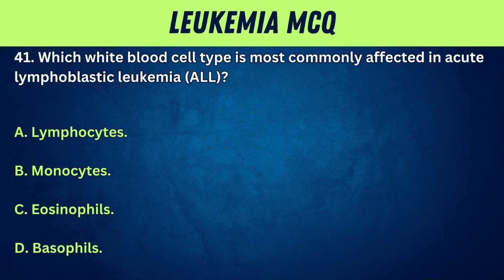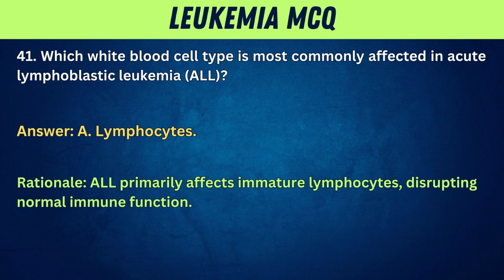41. Which white blood cell type is most commonly affected in acute lymphoblastic leukemia, ALL? A. Lymphocytes. B. Monocytes. C. Eosinophils. D. Basophils. Answer: A. Lymphocytes. Rationale: ALL primarily affects immature lymphocytes, disrupting normal immune function.